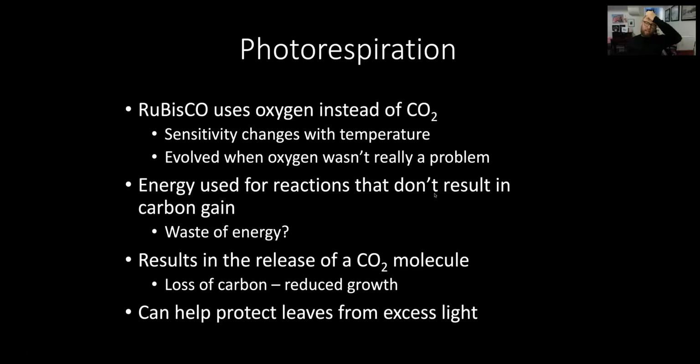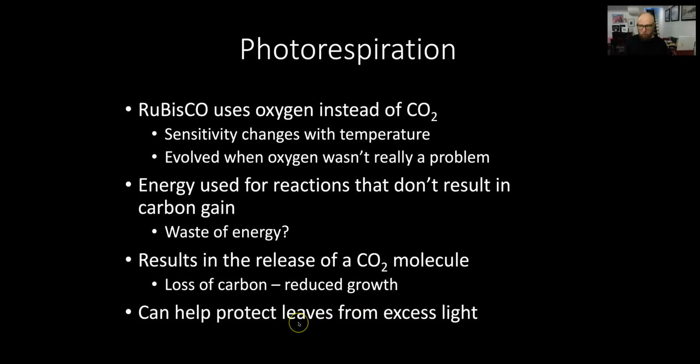And we know that evolution isn't necessarily a conscious process, even though I kind of talk about it that way. And the energy that's used for those reactions, those processes, is still using ATP and NADPH, but then of course they're not going to carbon gain, they're going to carbon loss.